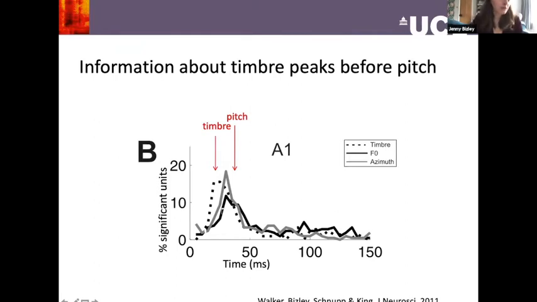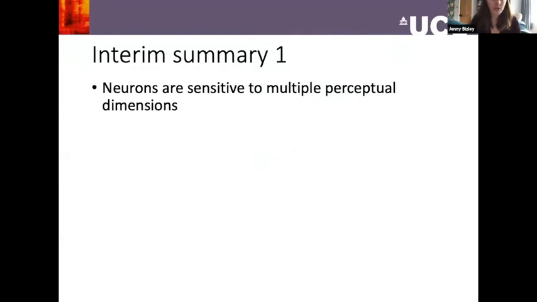There's an interesting behavioral follow-up to this that I don't really have time to talk about today, but the ferrets, if they're trained in a go/no-go task, can actually perform this discrimination faster if it's based on the timbre of a sound than if it's based on the pitch of a sound. So it really seems like this is a neural correlate of something that's behaviorally meaningful.